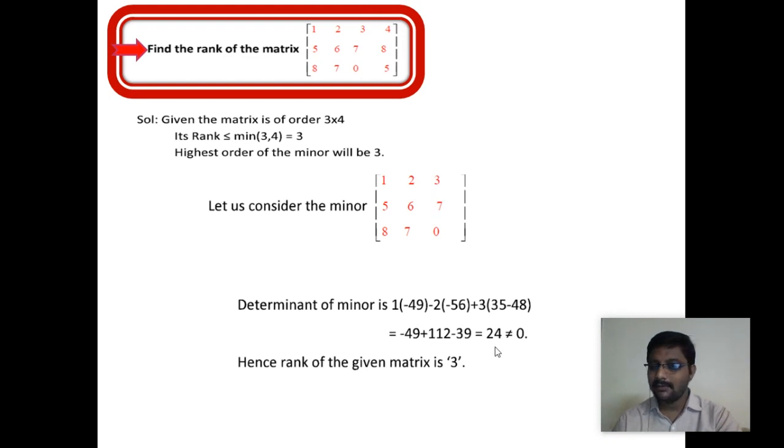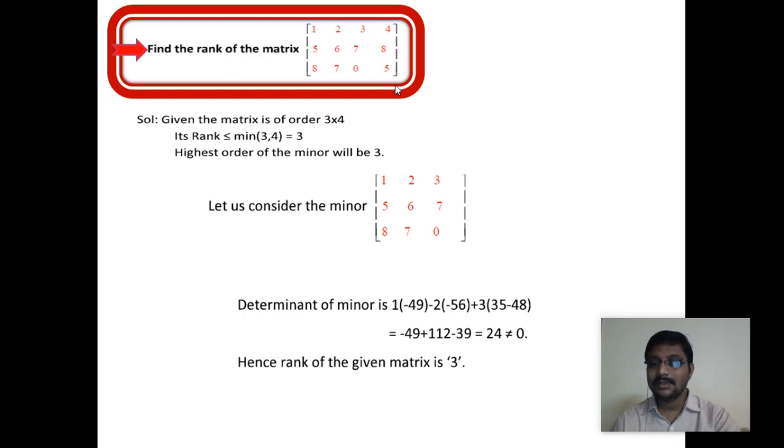Clearly the determinant value is 24. Is it equal to 0 or not equal to 0? A non-zero number, so the rank will be 3. Suppose it is 0, then we have to take another minor. If that determinant is also 0, then we have to take another one. If at least one of the minors is non-zero, then the rank will be decided as 3.